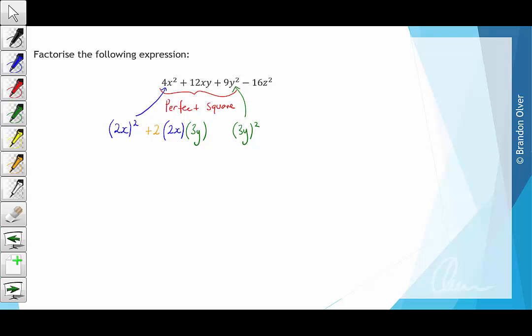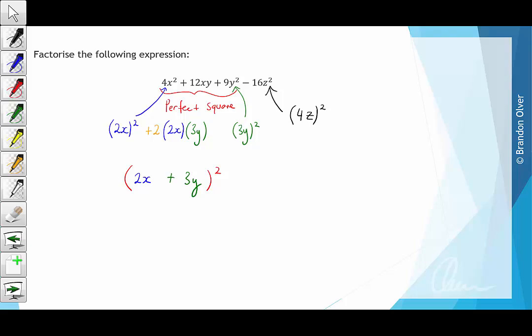The last term over here, the 16z squared, is also a square term of 4z all squared, and we'll come back to that a little bit later. So the first thing we're going to do is factorise the first 3 terms as a perfect square. So the perfect square will become the first and last terms' square roots added together. So that's the 2x, and we add on to that the 3y. So we have 2x plus 3y all squared, which gives 4x squared plus 12xy plus 9y squared when it's expanded.